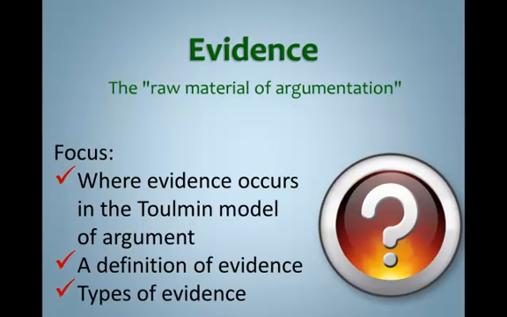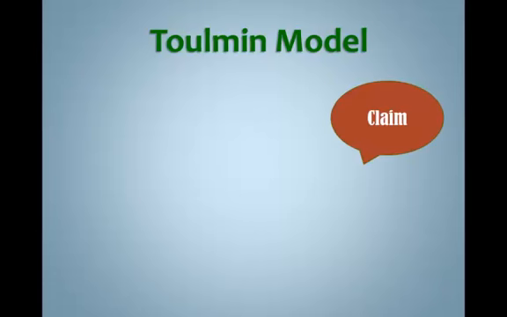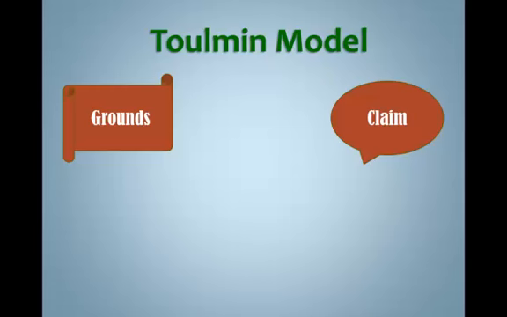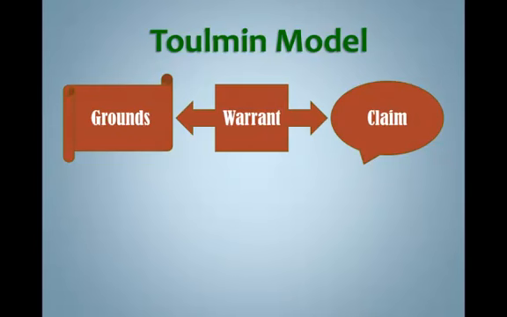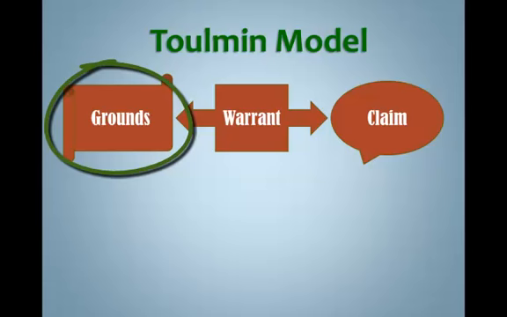I'm sure you remember the Toulmin Model of argumentation, the first triad, where a claim or a proposition is supported by grounds or data, sometimes called fact, with the warrant providing the reasoning or the connection between the two. Evidence, then, would be considered the grounds or the data. It is used to support a claim.